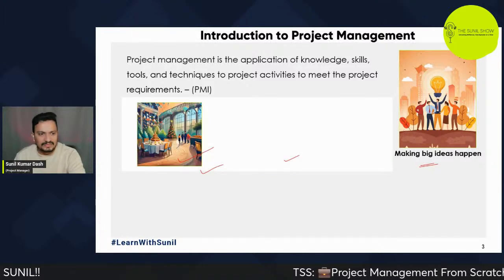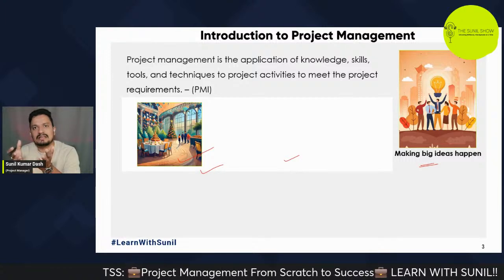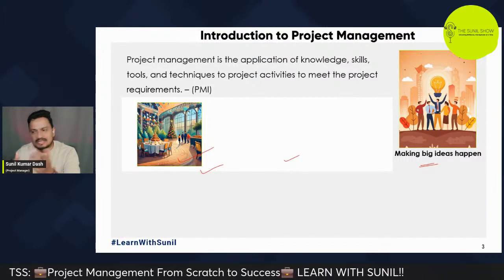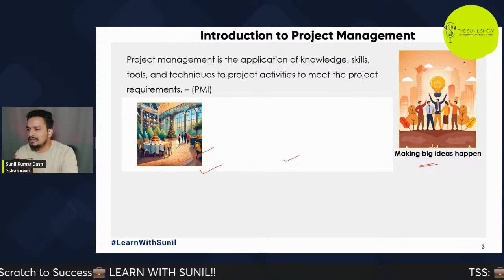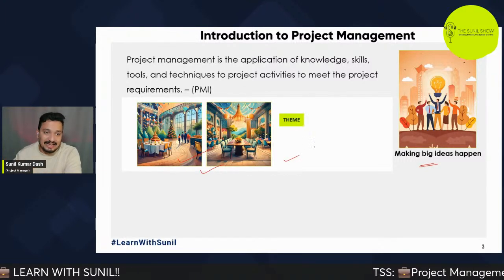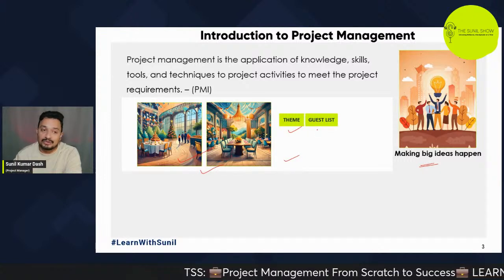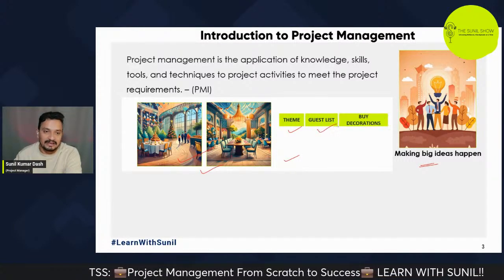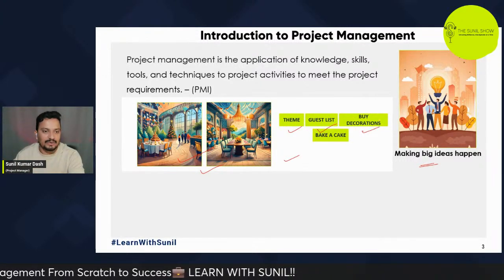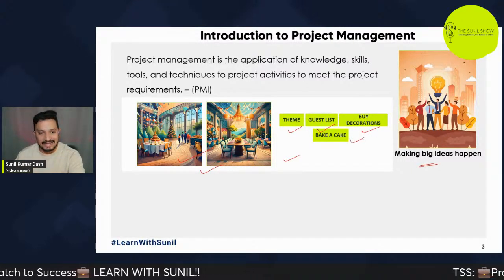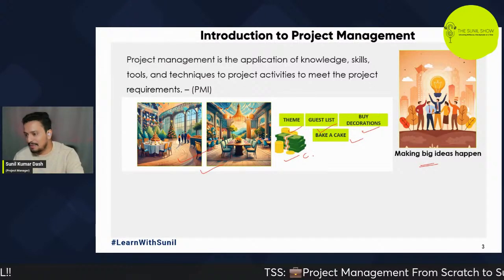So now, I'll take you through a real life example where we are celebrating birthday parties. Just imagine you are planning a birthday party. Now, you need to decide different things. The first thing you need to decide is the theme. Followed by, you need to have the idea who the guests will be. Followed by, you need to create a decoration for your party. Then you will have to bake a cake for your party, which is associated with some costing part.